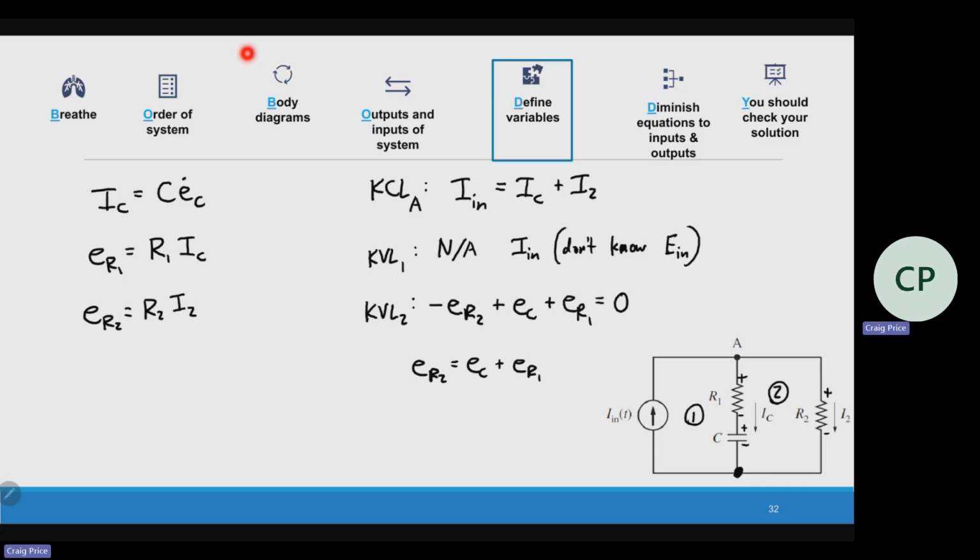Now, if that's kind of hard to understand, here's another way to think about it. The current is always going to split to have an equal voltage. The total voltage across here, which is E_C plus E_R1 because they add in series, is the same voltage across R2. So current has to always split to give you equal voltage. So that's another way you can set up your KVL relationship right there. Questions?